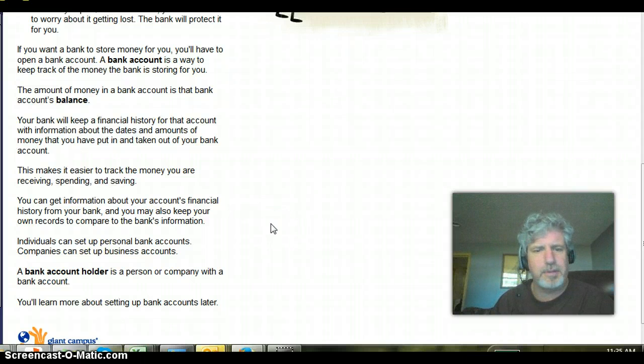Individuals can set up a personal bank account. Companies can set up business accounts. A bank account holder is a person or a company with a bank account. You'll learn more about setting up bank accounts later.